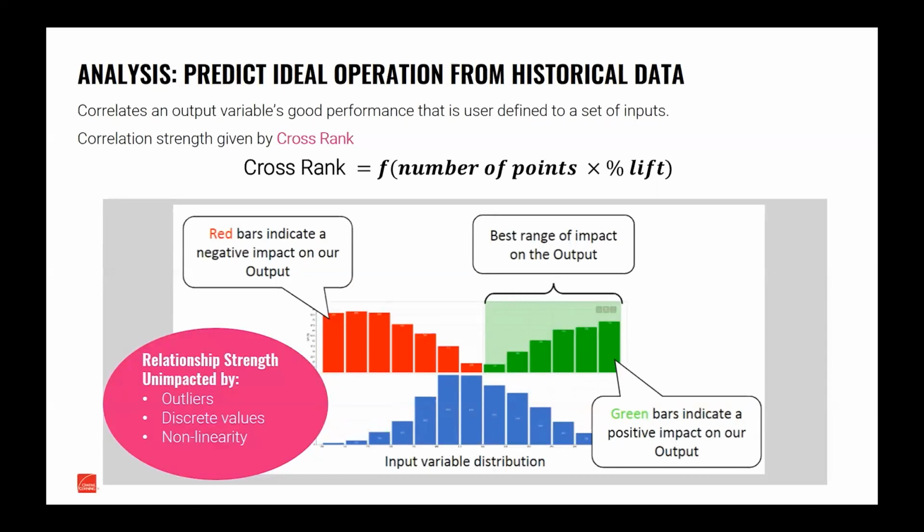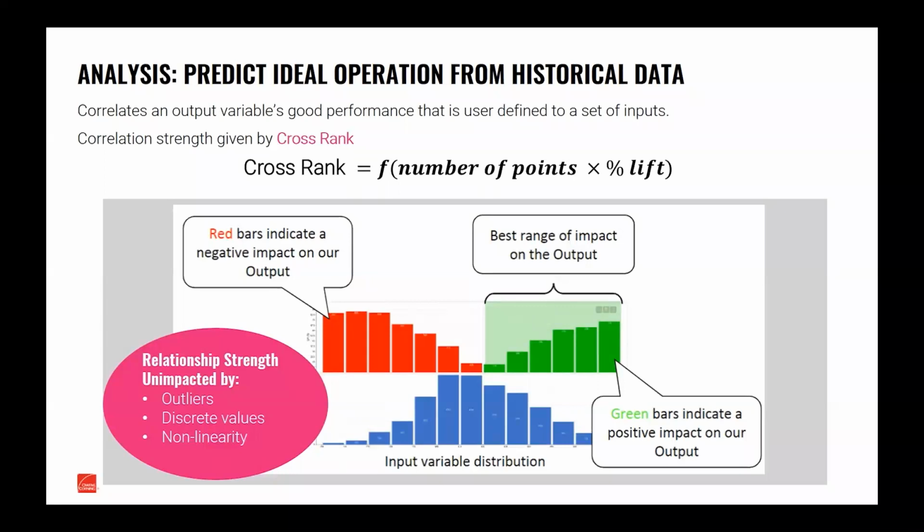So to obtain a cross-rank, the data is placed into discrete operational windows. Then within each window, the software identifies exactly how many points are in that window, and then what percentage of those points led to good or bad performance of our output variable. Input variables that have more points in areas of extremely high or low performance earn a higher cross rank and are more correlated. This method was preferred because it actually allowed us to address some of the challenges you face with trying to find correlations in process data.